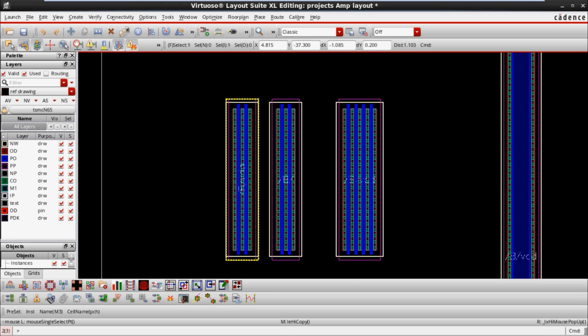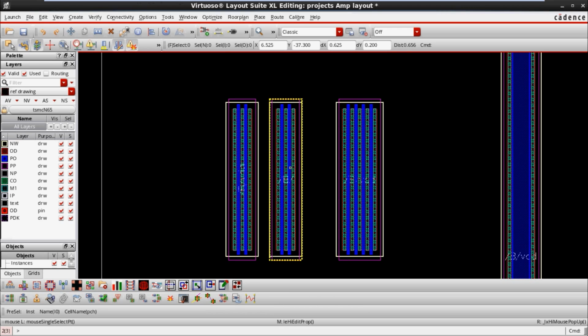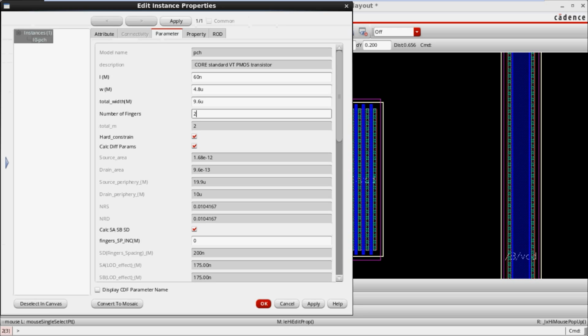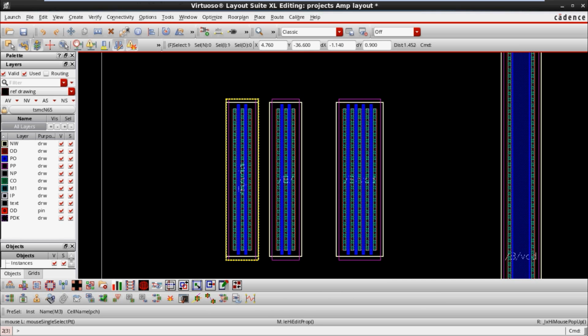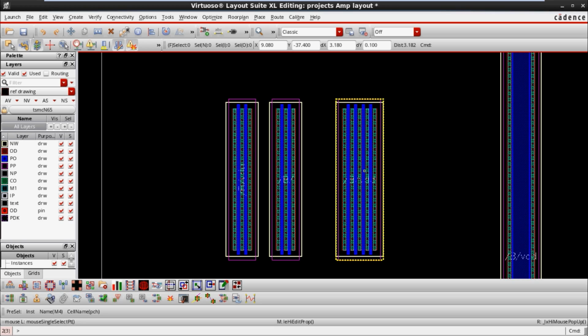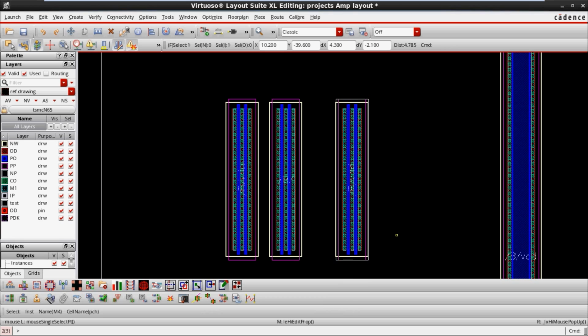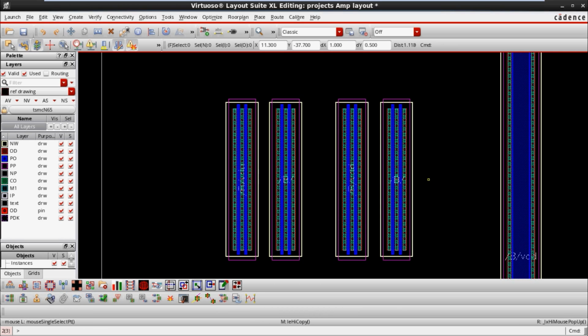See now one device size is 9.6 micron with 2 finger, and I have one more device, size also 9.6 with 2 finger. So the total width is 9.6 here, here also the total width is 9.6. So 9.6 into 2, the size-wise it remains the same. So now from the 4 fingered device, I have split it into 2 finger devices. Same I am going to do here also. Now I have a 4 finger device, I will make it a 2 finger, apply, OK. Then I will copy and paste the 2 devices here.